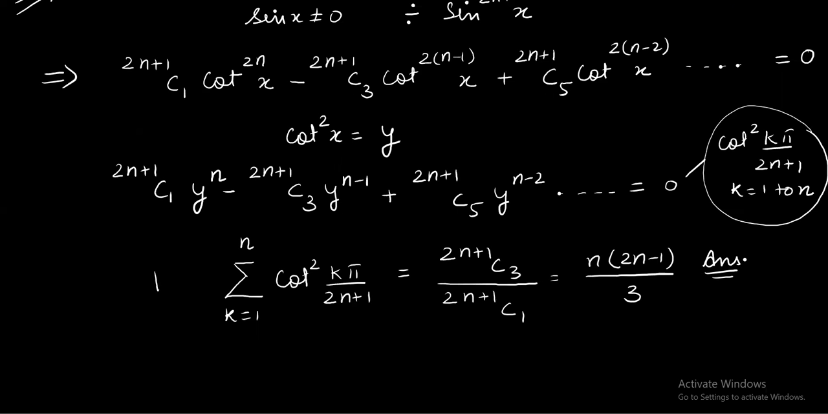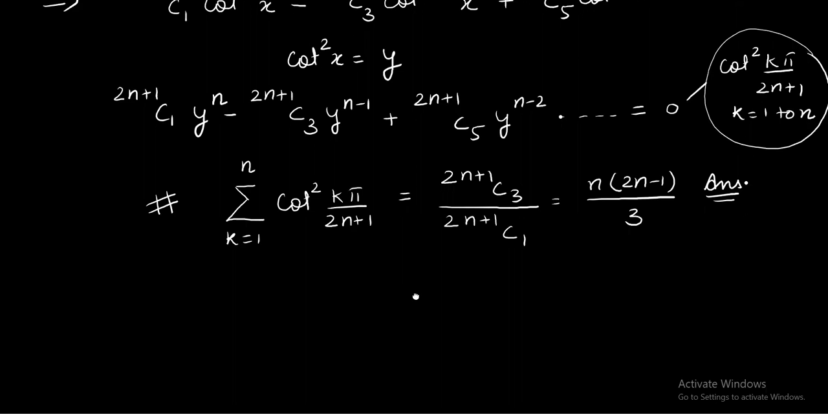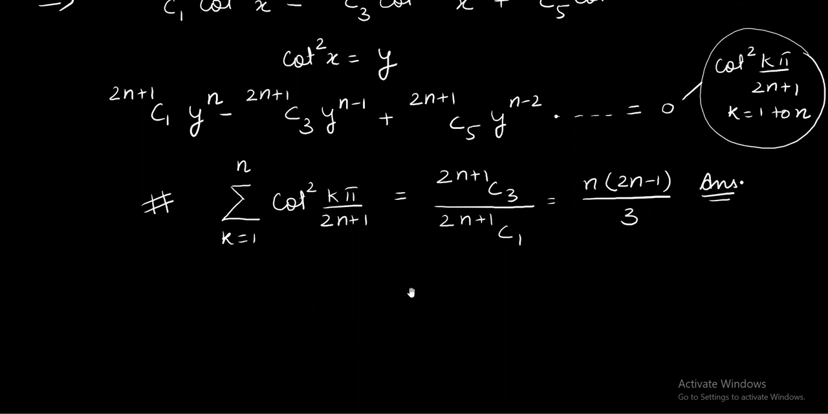Now see, although we have proved the question, we can prove other results also, because it might be possible that the question is framed not just with sigma cot square. Maybe they are framing the question with the sigma product of the roots taken 2 at a time. Or we can say sigma cot square pi by 2n plus 1 multiplied by cot square 2 pi by 2n plus 1.